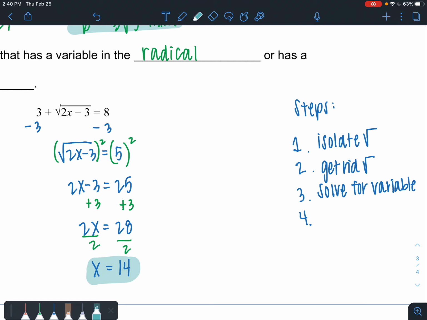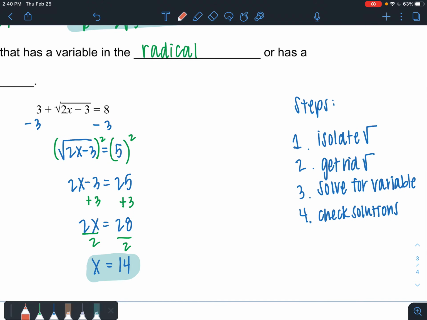All right, and then our last step is going to be to check our solutions. So we'll plug 14 back in to this right here. So we'll have 3 plus the square root of 2 times 14 minus 3, checking to see if it's equal to 8.